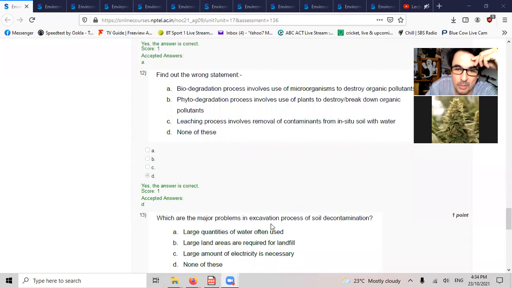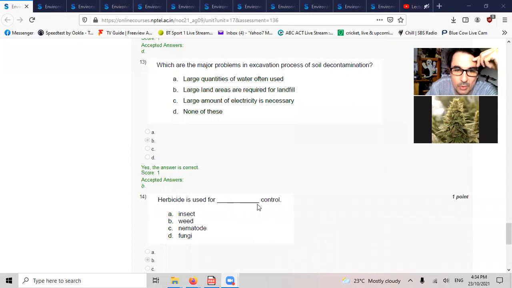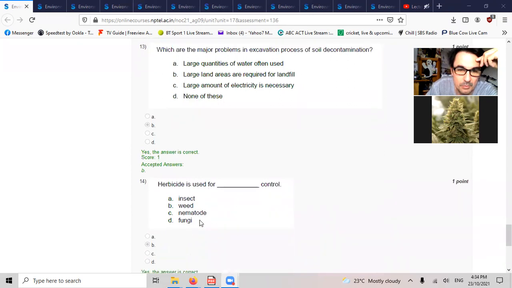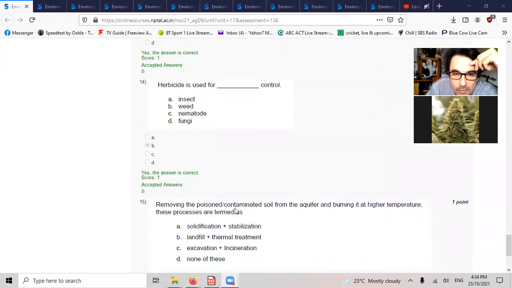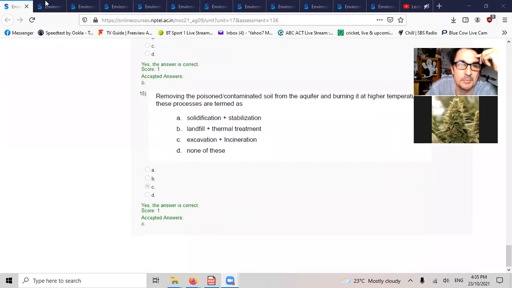What are the major problems in excavation processes and soil decontamination? It's a large B. Herbicides used for herbs. Removing of poison contaminated soil aquifers at a high temperature, the process is termed as, for high temperature, incinerating. And in situ, ex situ. Let's see. Oh, that's it. Next one.